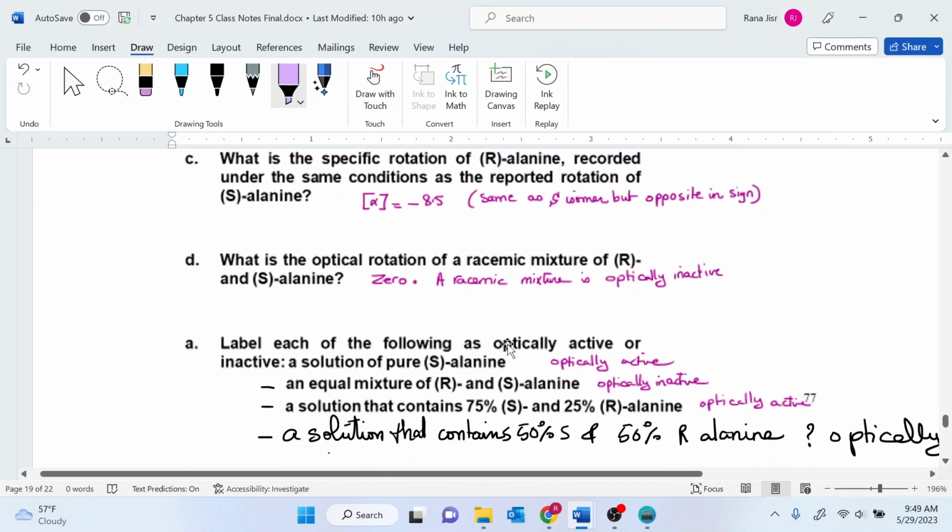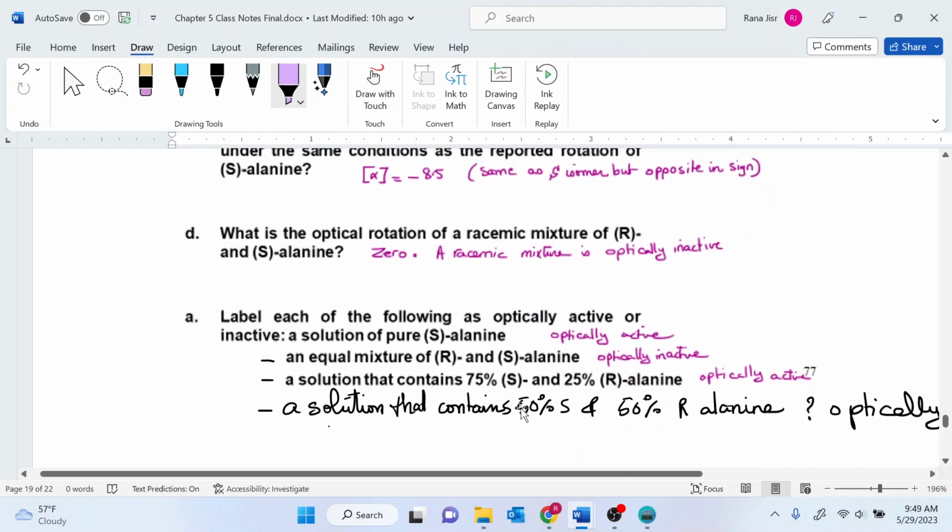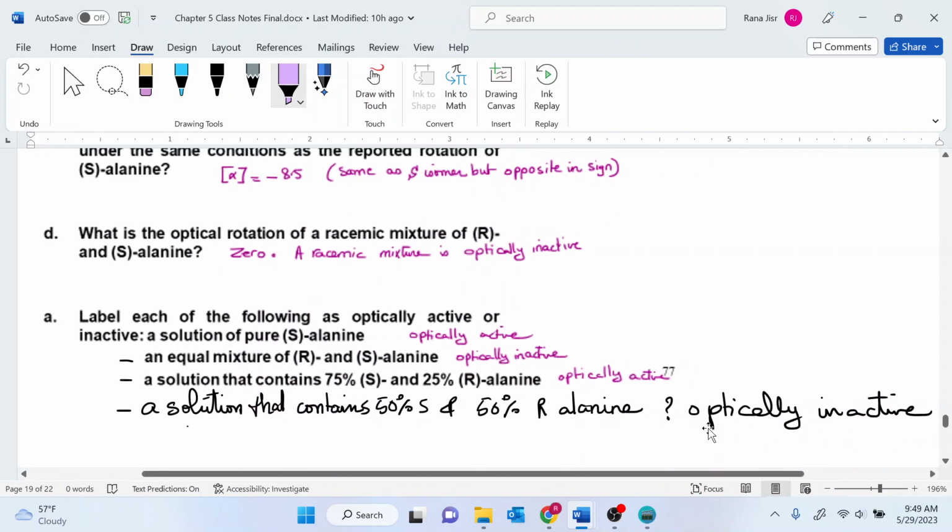Label each of the following as optically active or inactive. A solution of pure S-alanine, definitely it is optically active. It has a mirror image. An equal mixture is optically inactive because now it is a racemic mixture. A solution that contains 70% S and 25% R. Look, it is not 50-50 S and R, so it should be optically active in this case. A solution that contains 50% S, 50% R, in this case, is going to be optically inactive.